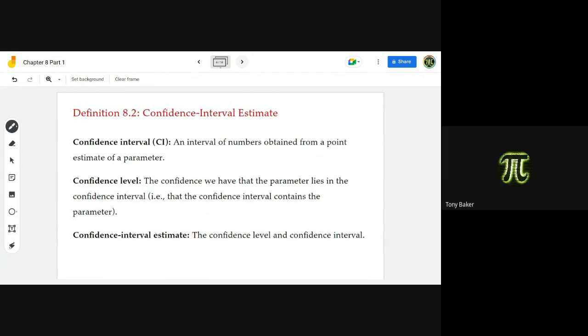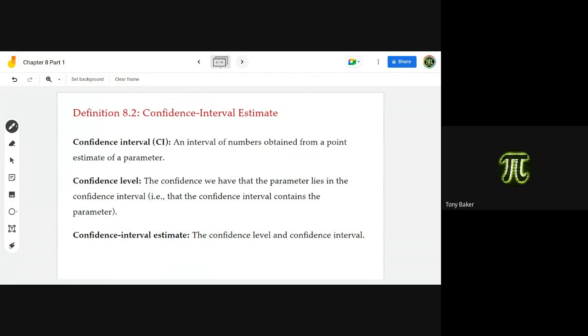The confidence level is how sure I am of that amount. So in the problem we just did, we were 95% sure. That's going to be my confidence level. And then the confidence interval estimate is just the range that we're looking at.